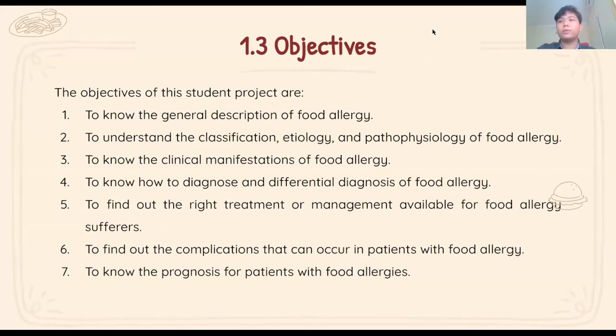Okay, hello everyone. My name is Ugrasena. My student ID number is 20251184. So today I'm going to talk about the objectives. The first one is to know the general description of food allergy. Second is to understand the classification, etiology, and pathophysiology of food allergy. To know the clinical manifestations of food allergy. To know how to diagnose and the differential diagnoses of food allergy, to find out the right treatment and management available for food allergy sufferers, to find out the complications that can occur in patients with food allergy, and to know the prognosis for patients with food allergy as well.